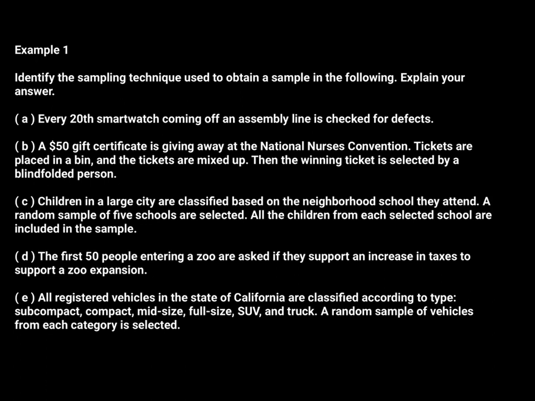This first one is systematic sampling. And it is this type of sampling because the sample is obtained by drawing every nth item. In this case, it's every 20th smartwatch, right? So this is definitely systematic sampling. Let's go to the next one.